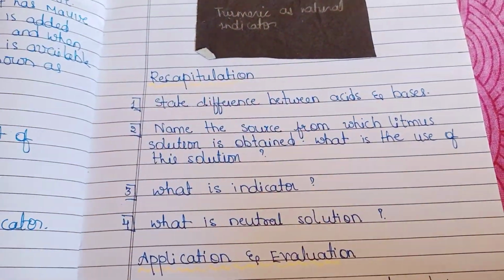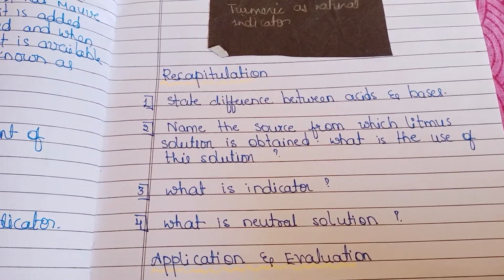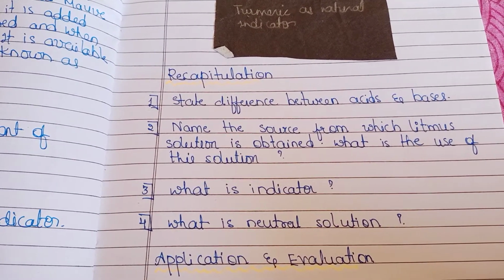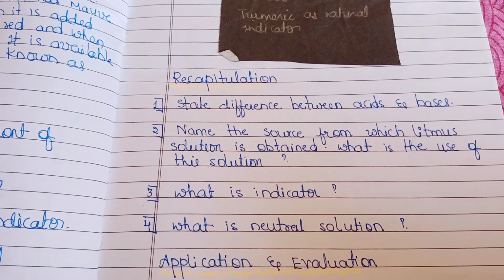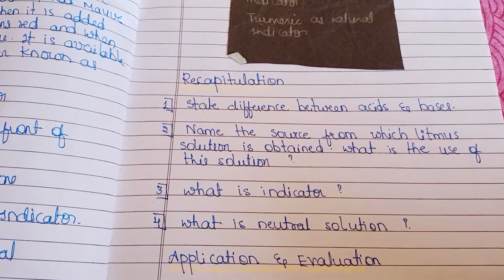After that, recapitulation. For recapitulation, we have to ask about everything that we taught to students. Here I have added 4 questions. State difference between acid and bases. Name the sources from which litmus solution is obtained. What is the use of this solution? What is indicator? What is neutral solution? Like this, we have to ask questions to students.